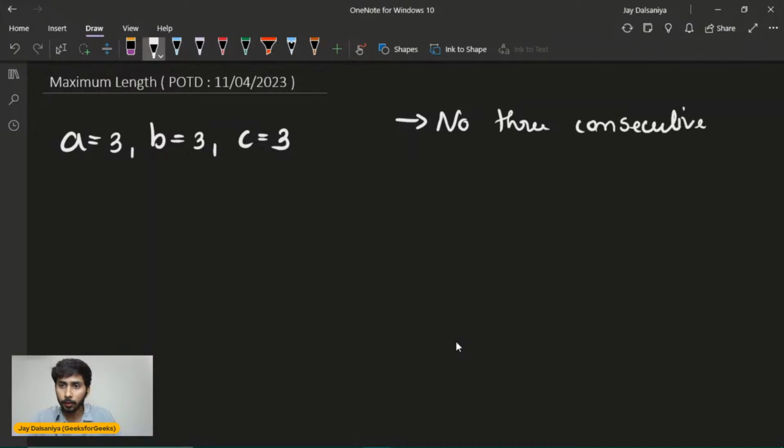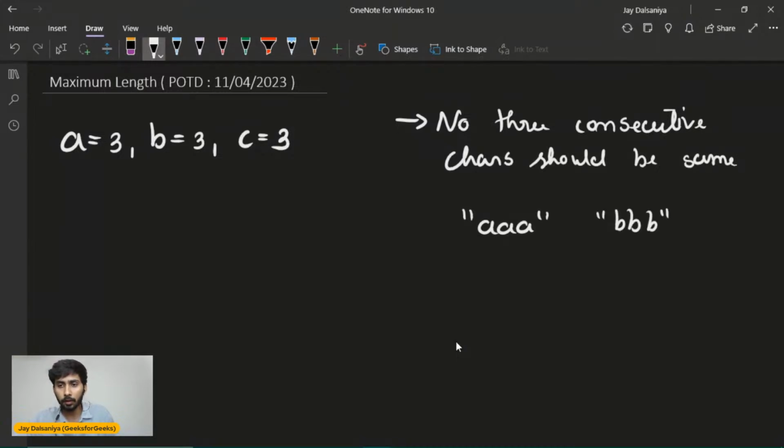No three consecutive characters should be the same. Okay, so what does this mean? No three consecutive characters. So that means inside this string there shouldn't be triple A or triple B or triple C. You can observe they are consecutive to each other.